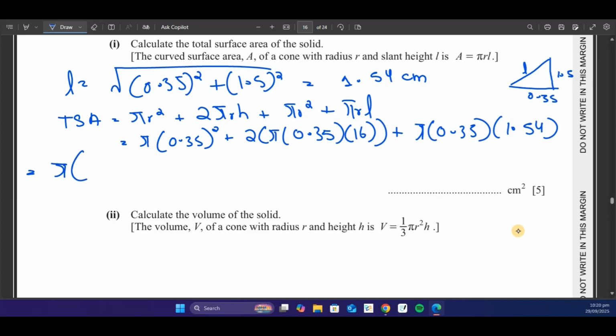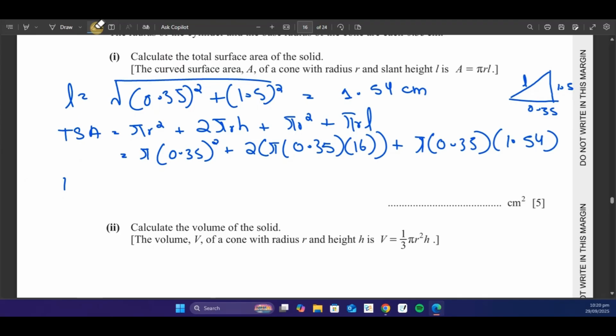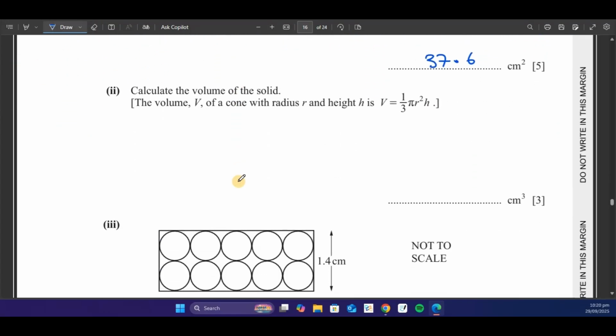So we're gonna get pi. Let's just take pi common and then multiply. So let's just solve it all together. That would give us 37.6. Moving forward, calculate the volume of the solid.